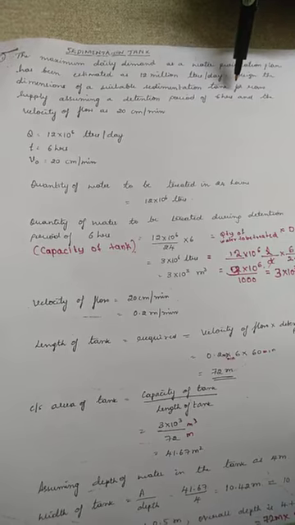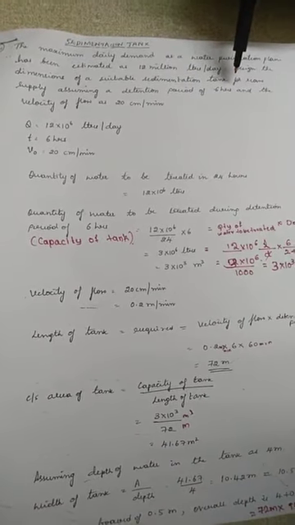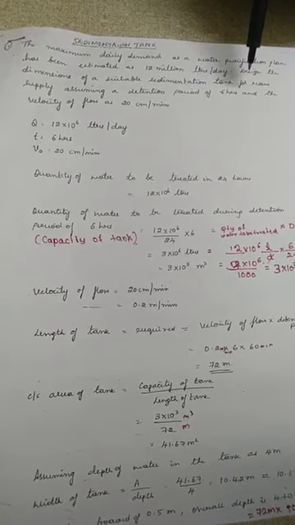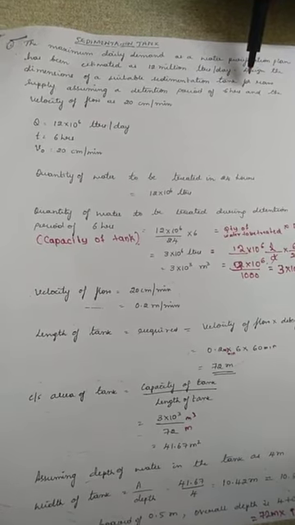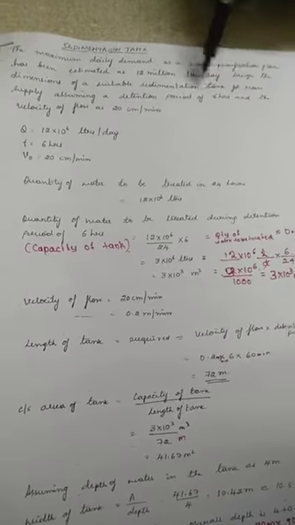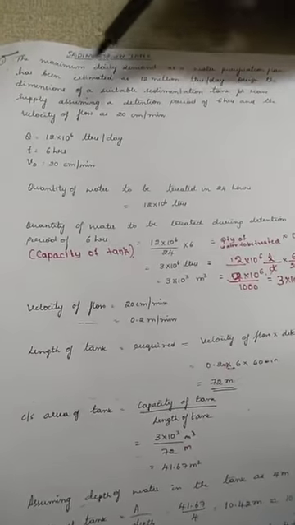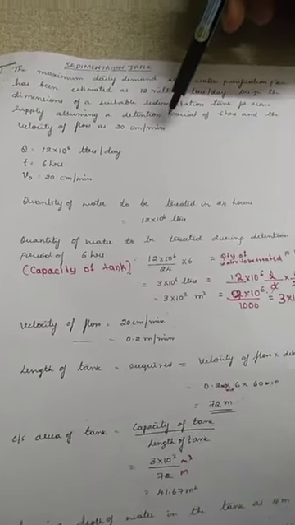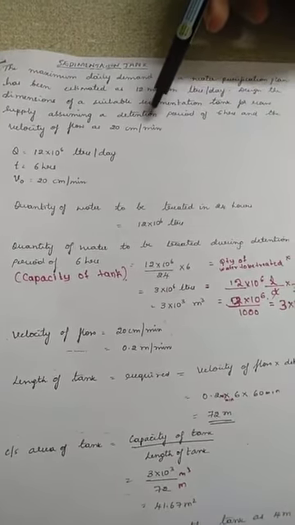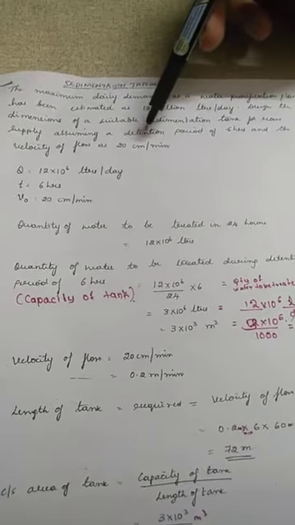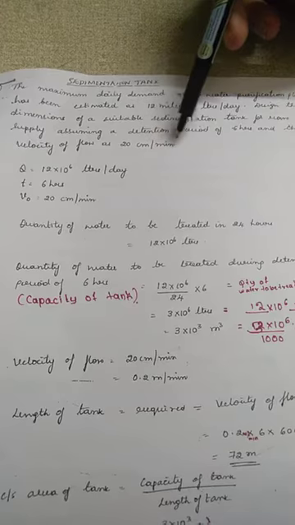That is, you need to determine the dimension. Dimension is nothing but you need to determine L, B, D, that is length, breadth and depth of the tank. What have they given you in this problem? They have given you the detention time, that is 6 hours, and they have given you the flow velocity, that is settling velocity, that is 0.2 meter per minute.